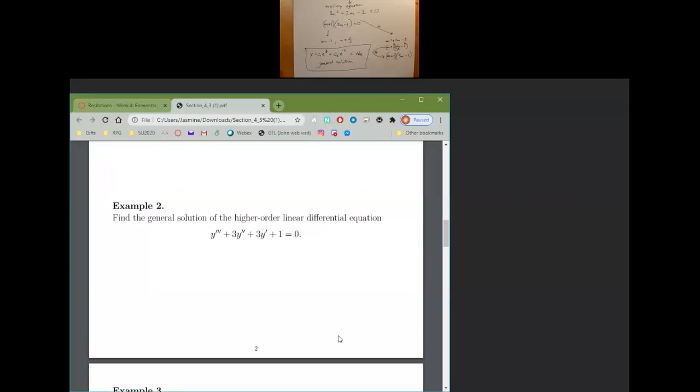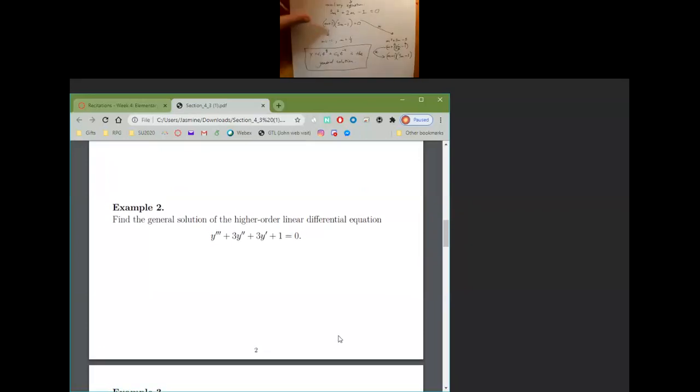All right, find the general solution of the higher order linear differential equation. It was the same thing. We do essentially all of the same steps. It's a matter of finding your roots and knowing how to approach them. So y third derivative plus 3y second derivative plus 3y first derivative plus y equals 0. This is m cubed plus 3m squared plus 3m plus 1 equals 0.